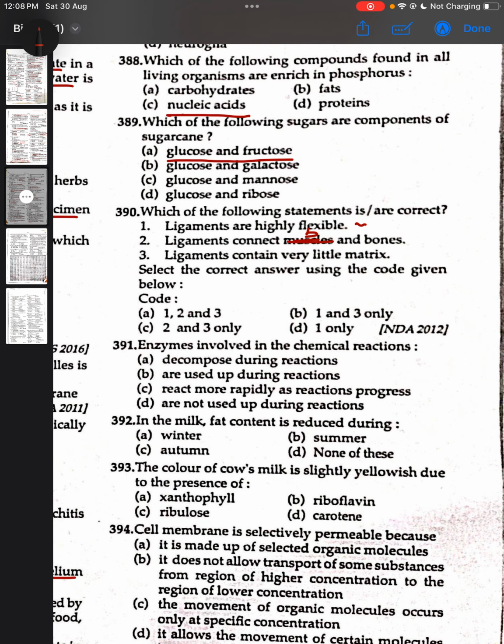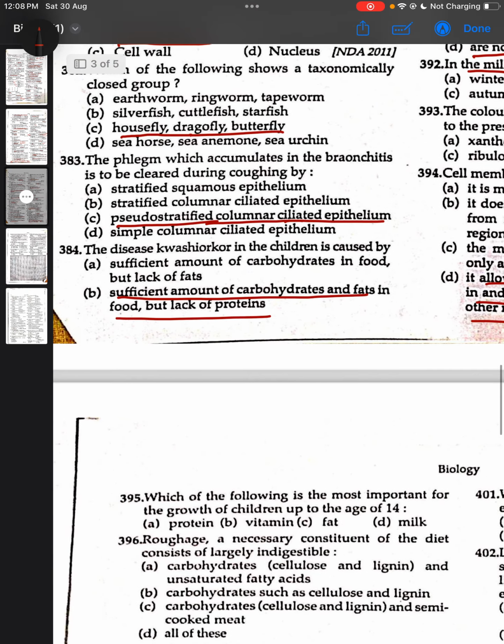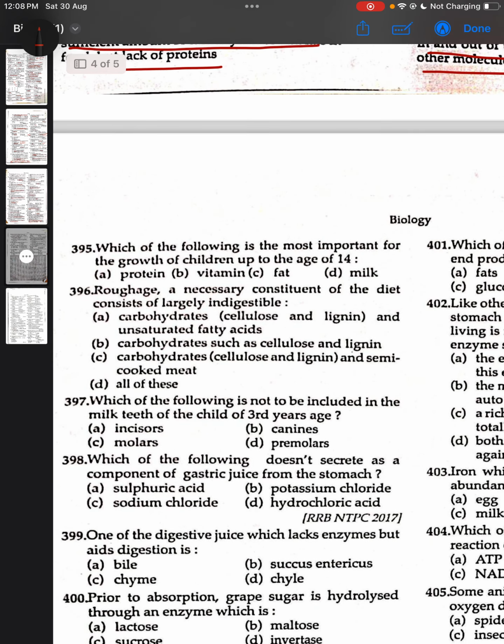Enzymes involved in a chemical reaction are not used up during the reaction. In milk, fat content is reduced during summer. The color of cow milk is slightly yellowish due to the presence of carotene. The cell membrane is selectively permeable because it allows the movement of certain molecules in and out of the cell while the movement of other molecules is prevented. Which of the following is the most important for the growth of children up to the age of 14? Protein.